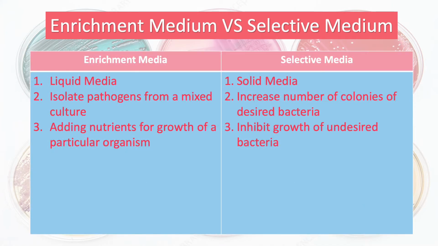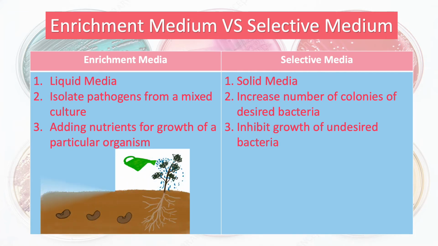Now let's look at the differences between enrichment and selective medium. Enrichment medium is present in liquid state, while selective medium is present in solid state. Enrichment medium isolates pathogen from a mixed culture, while selective media increases the number of colonies of a desired bacteria. Enrichment media is basically adding nutrients for growth of a particular organism. For example, controlling cultural conditions for a specific bacteria. Example, a bacteria grows better at a specific temperature or pH, while selective media inhibits the growth of all other undesired bacteria. For example, adding antibiotic so only resistant bacteria can survive.